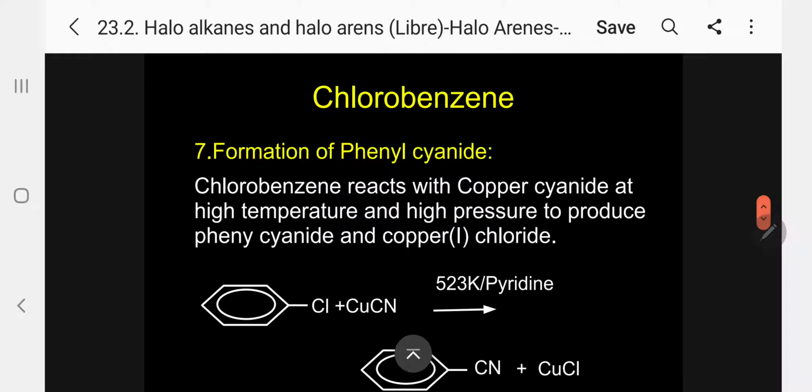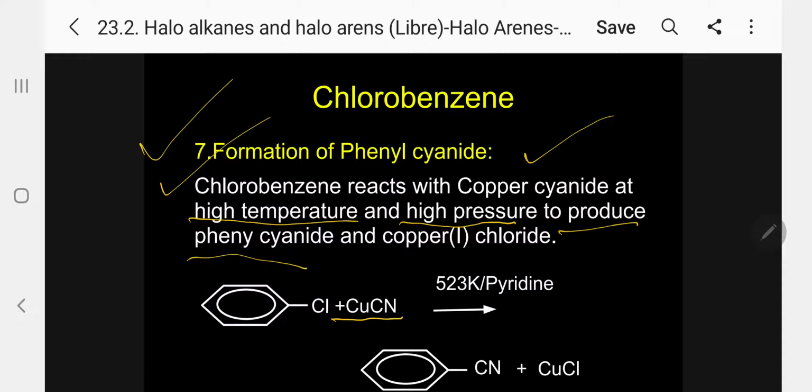The next is formation of phenyl cyanide. Please follow. The chlorine is substituted by cyanide. So, chlorobenzene reacts with copper cyanide at high temperature and high pressure to produce phenyl cyanide and copper 1 chloride. What is the high temperature? 523 Kelvin, high pressure, and the catalyst pyridine is used. So, we are getting phenyl cyanide and cuprous chloride, copper 1 chloride.